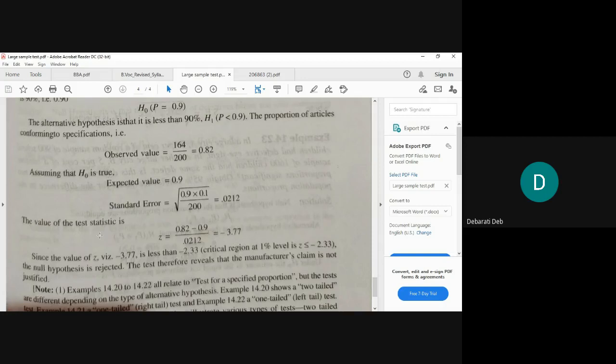The value of the test statistic is z equals to, the formula is observed minus expected. So 0.82 minus 0.9. You write this. In the numerator will be 0.82 minus 0.9 divided by 0.0212. Calculate and see, it will be minus 3.77.